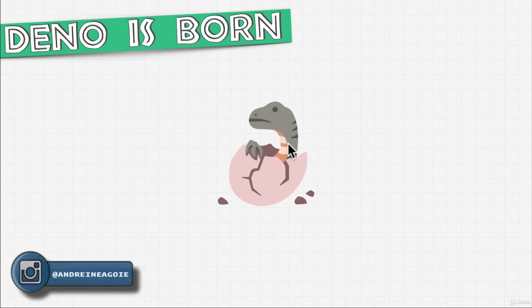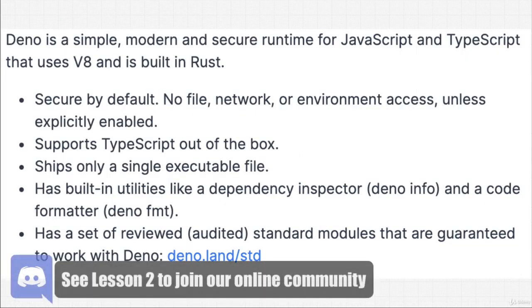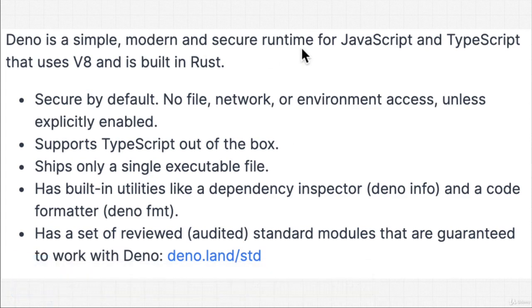Well, if we go to the Deno website, we get a bunch of buzzwords. Deno is a simple, modern, and secure runtime for JavaScript and TypeScript that uses V8 and is built in Rust, and a bunch of features. Now, if you have a bit of experience or you're a senior engineer, you might know what those words mean.